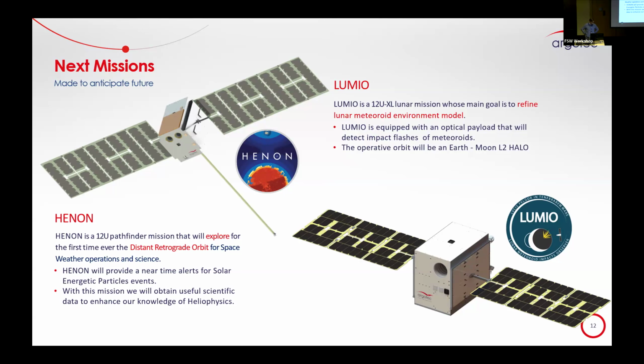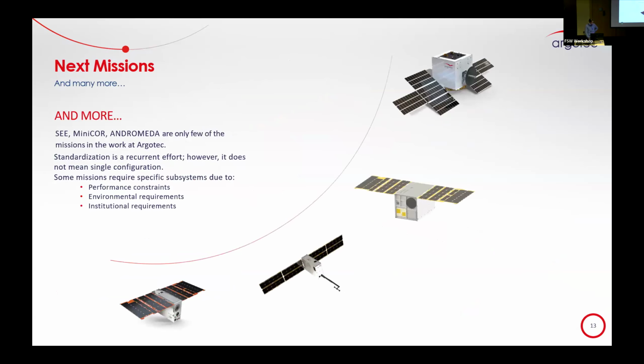For example, Henon, which will fly in a distant retrograde orbit between the Earth and the Sun, and it will detect solar energetic particle events, where these particles apparently travel slower than the speed of light, so we can detect them and then notify Earth that they are coming. And also Lumio, which will fly behind the moon in L2, and it will detect impacts of meteoroids on the moon. And also many other missions.